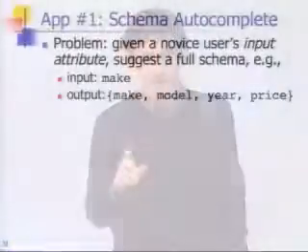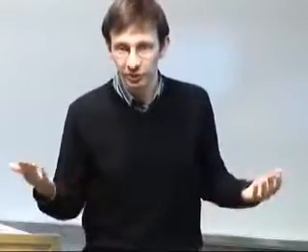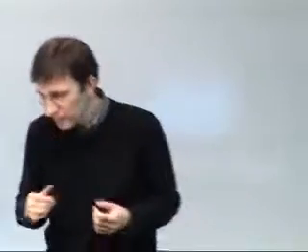So I'm going to talk about 2 applications that we build on top of this data. The first is what I call a Schema Autocomplete tool. The idea here is that we have some kind of novice database user who shows up and wants to make a small database. And we are going to have tab complete on the schema design for that person. So they enter make, hit tab, and all of a sudden we're going to try to output make, model, year, and price to say, here are the probably pretty useful attributes that you have.